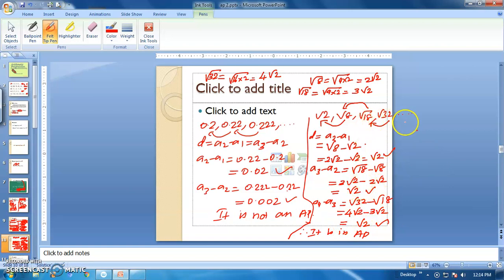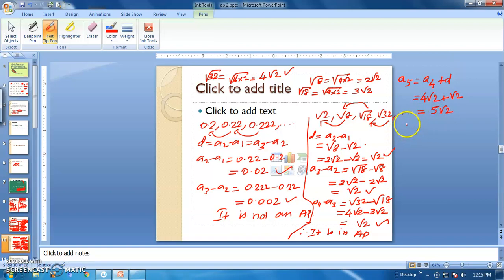And they are asking to find out the next 3 terms. Okay, so how can you find the next 3 terms? So here a1, a2, a3, a4 are there. Now we need to find out a5. So a5, how can you write? With the previous term we can add d, that is a4 plus d. Okay, what is a4? a4 is root of 32, which is 4 root 2. So 4 root 2 plus common difference root 2. When we add 4 root 2 and 1 root 2, totally 5 times root of 2.